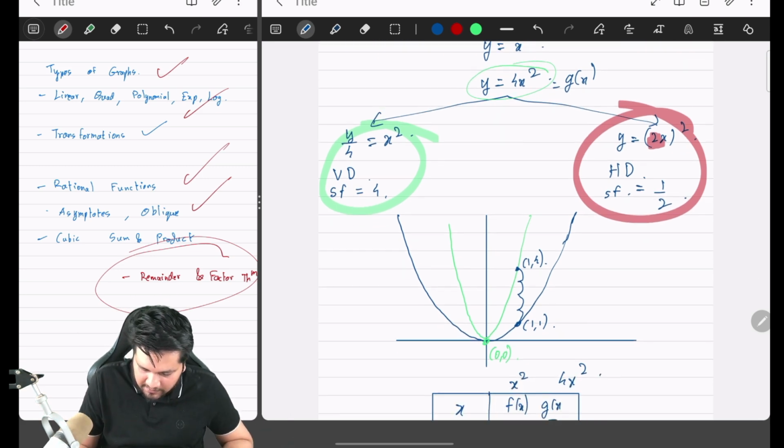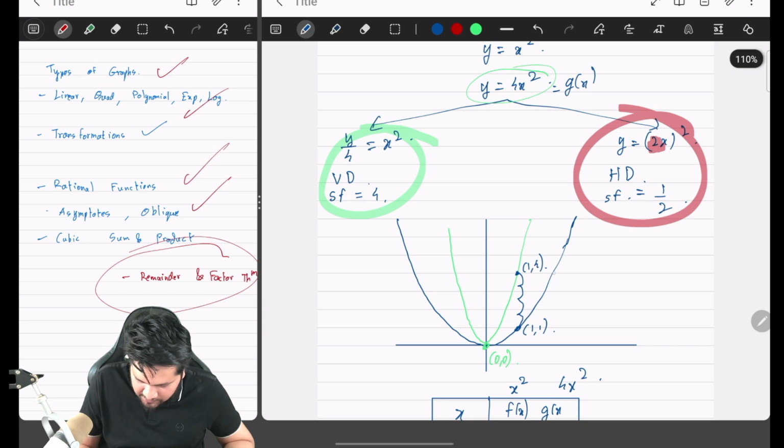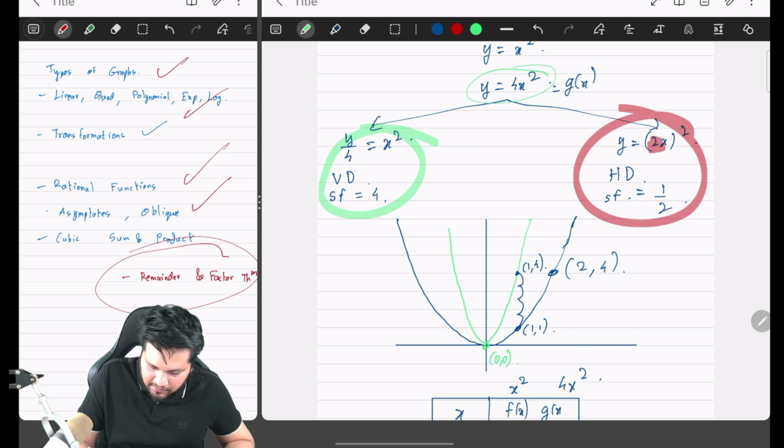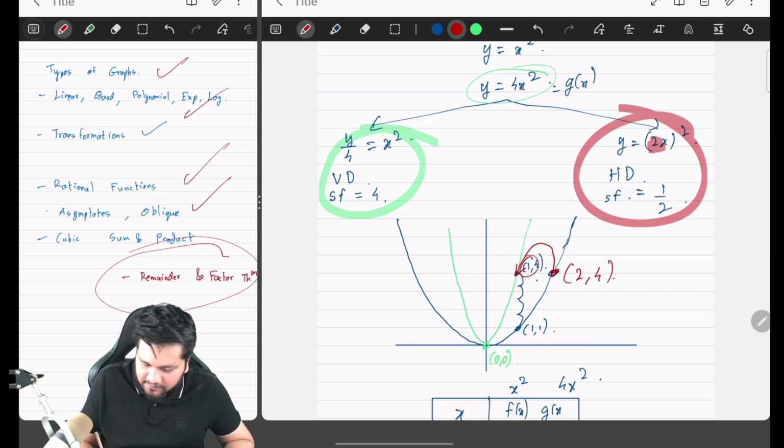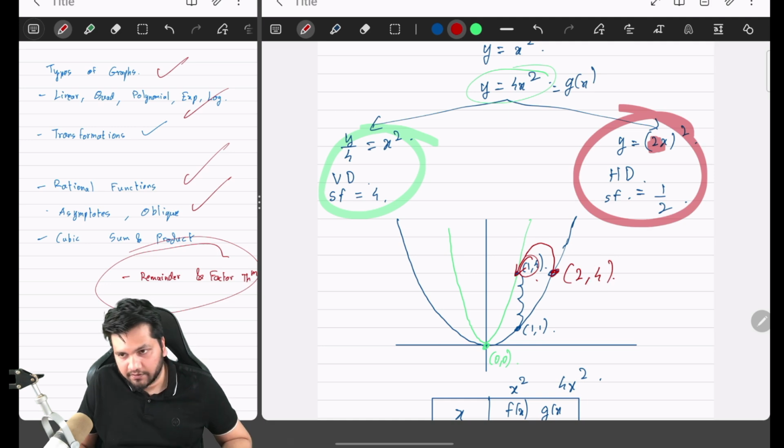So here, what will happen? See, I used to get this output, let's say at 2 I was getting 4. I'll just change the color. So at 2 I used to get 4 as the output. Now the same 4 output I'm getting at half of the value, which is at 1. So now that same 4 output I'm getting at half of the value.